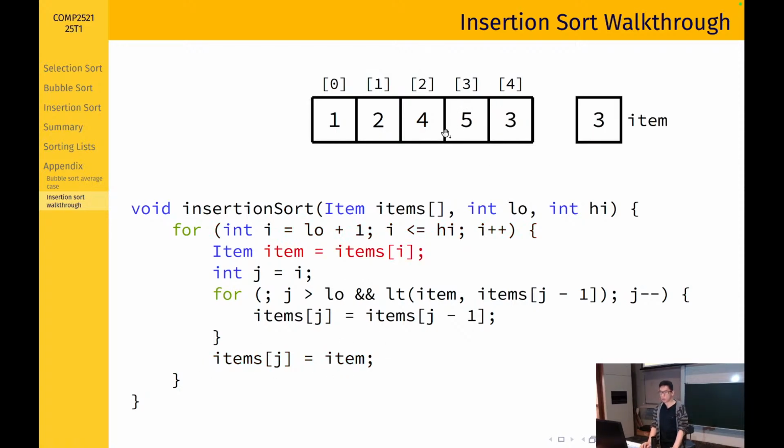And finally, we want to insert 3. So what are we going to do? We compare 3 with the item to its left. Is 3 less than 5? Yes, it is, so we shift the 5 over. Then we compare 3 to 4. Is 3 less than 4? Yes, it is, so we shift the 4 over. Now, is 3 less than 2? No, it isn't. So we stop our for loop and we just put the 3 at index 2. Okay, so that's how insertion sort works.